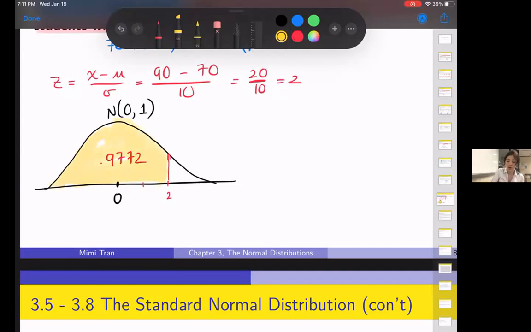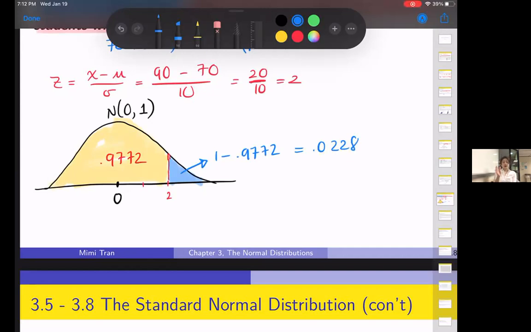Okay. And if I want to know the one from the right, that little blue area, what do I do? You guys should know. What do I do? If the yellow is 0.9772, then the blue part is 1 minus 0.9772. Yeah, that's it. Which is very small, right? Which just makes sense. It has to be small, right? 1 minus 0.9772 is 0.0228, roughly 2%. That's very small. 2%.